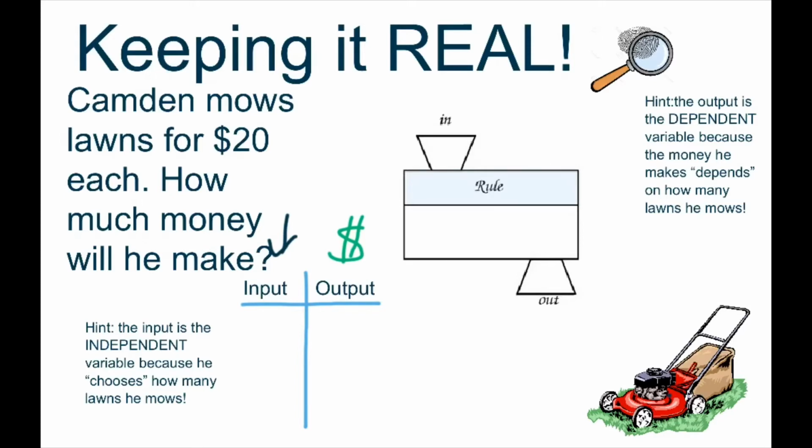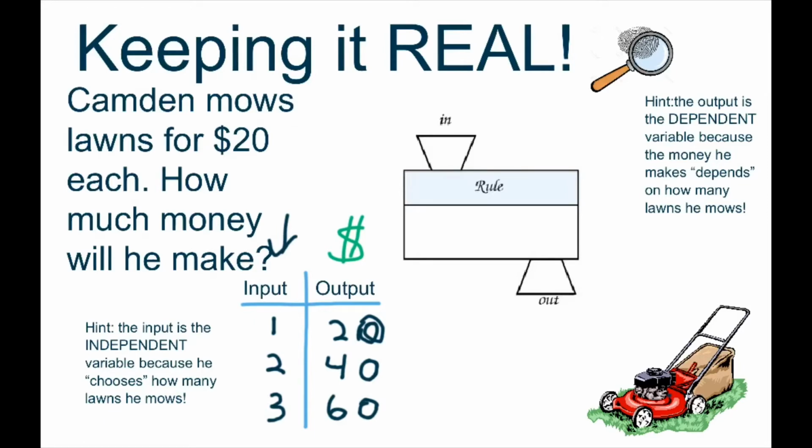So if he mows 1 lawn, he makes $20. So if he mows 2 lawns, he makes $40. So if he mows 3 lawns, he's bringing in the bucks. He's now up to $60. So our question is, what is the rule?